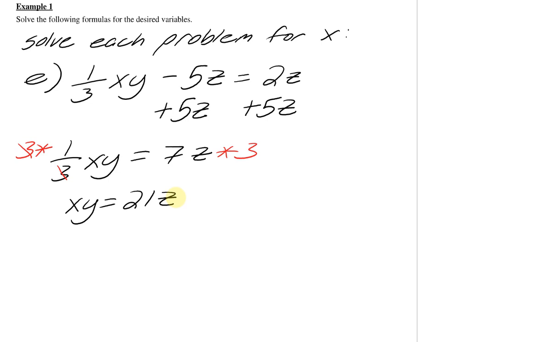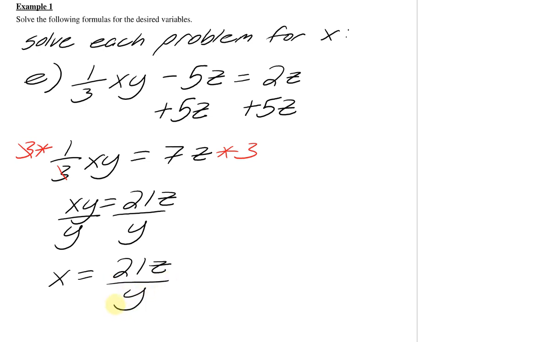Now I have to get x by itself. So now I'm just going to divide out that last part I don't want. So ultimately, I get 21z over y. And there you go for that one. All right, so I have a couple more for you here. Just some other kind of trickier ones. So let me show you the next one.